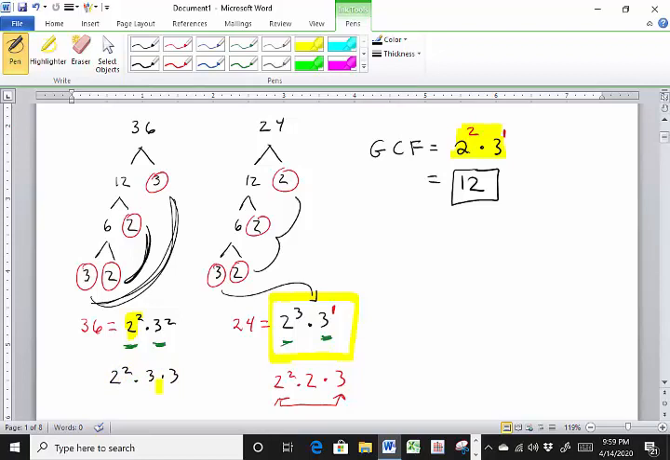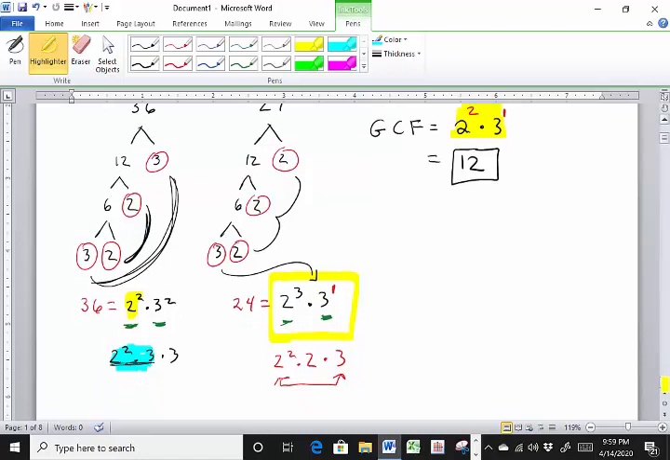So here's that 2 squared times 3 right here, okay? So basically 2 squared times 3 is 12, and 12 is contained in the 36 and the 24, and it's the largest number that goes into both of those, hence the greatest common factor. Okay, well, let me do one more.